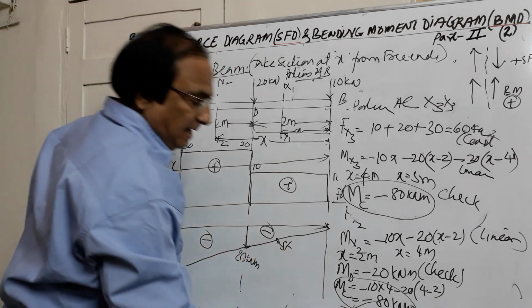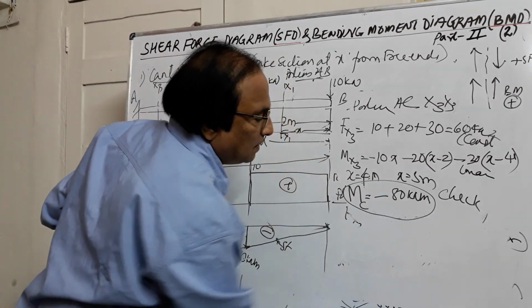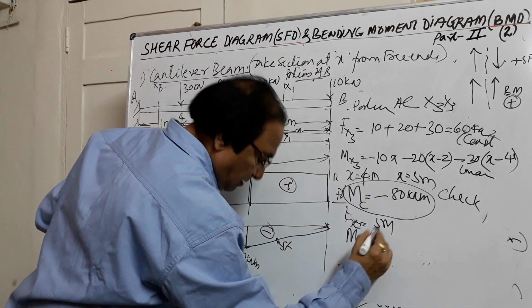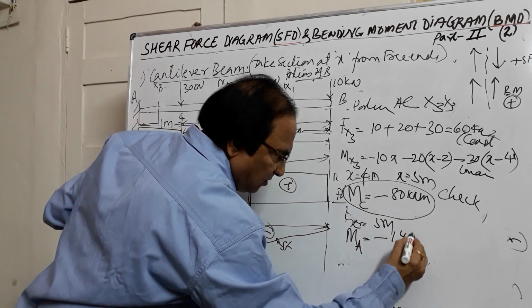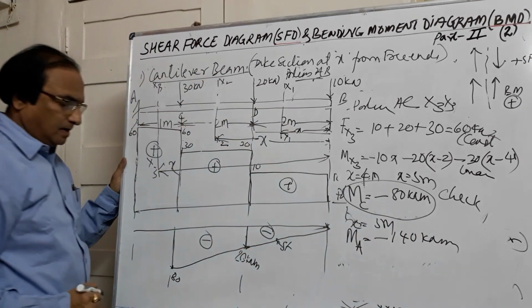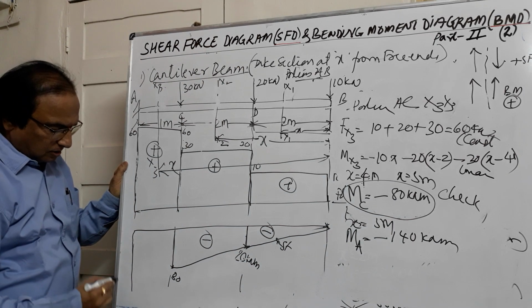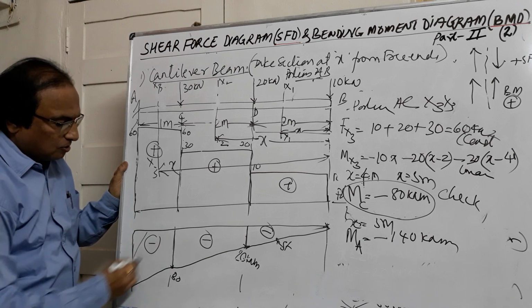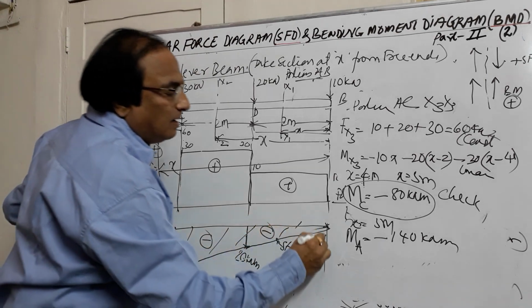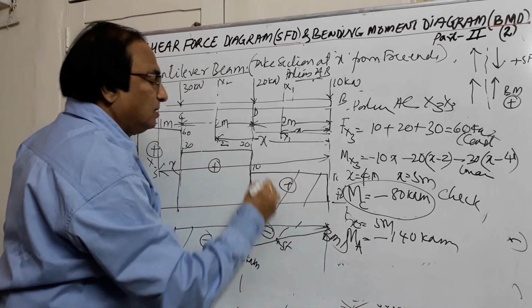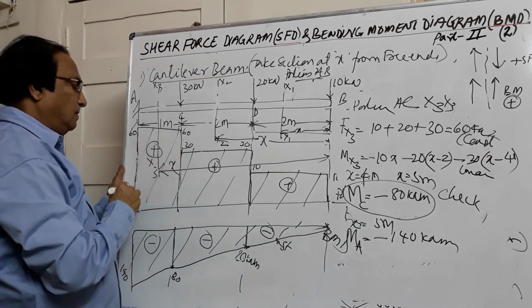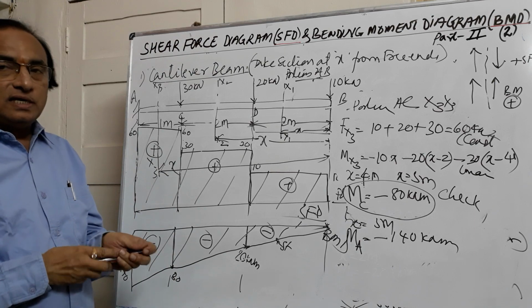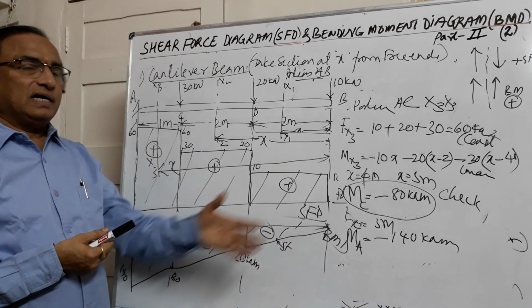Now let us substitute x is equal to 5 meters. If you substitute x is equal to 5 meters, you will get the bending moment at A as minus 140 kilonewton meter. So if you draw a line here down, this will be minus 140. You'll have to join these two by a straight line. This is negative, so this indicates your bending moment diagram, and this indicates your shear force diagram.